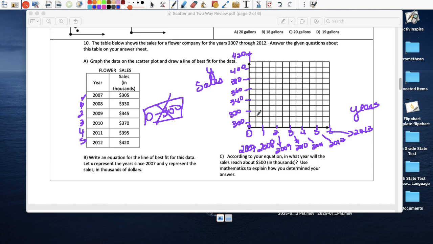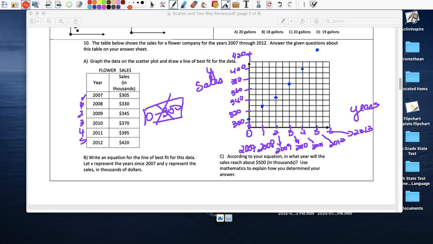In 2007, our first year, we have 305,000 in sales, so that's about here. In 2008, which is 1 year after, it was 330, which is about here. 2 years after, 345, which is about here. 3 years after, which is 2010, is 360, 370 right here. 4 years after, is 395, which is about here. 5 years after, is 420, which is right about here.